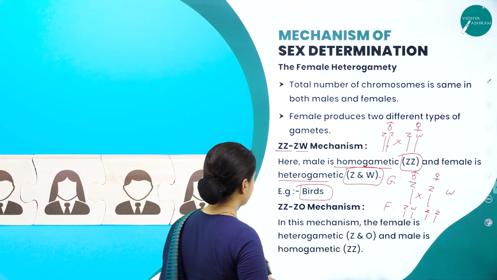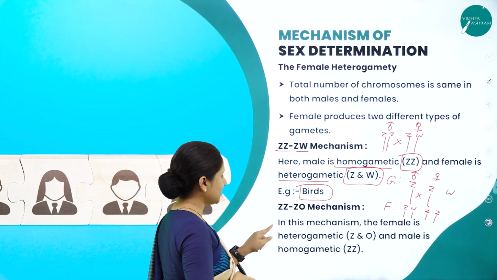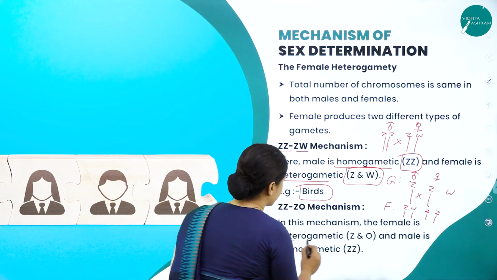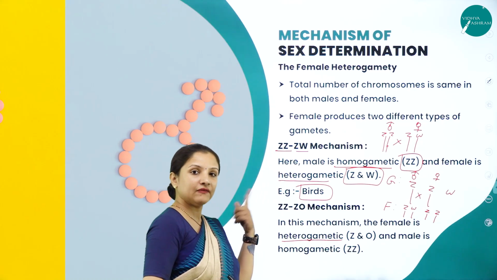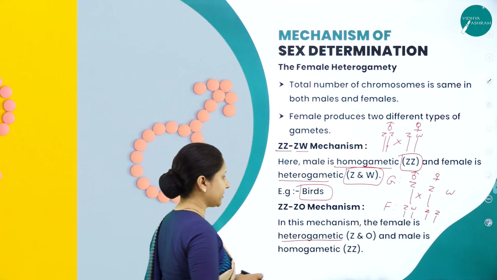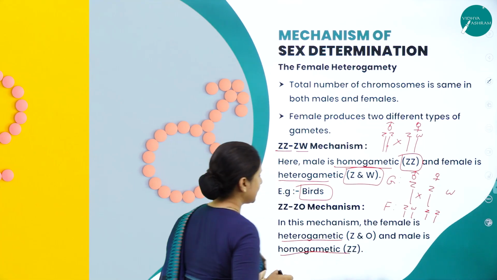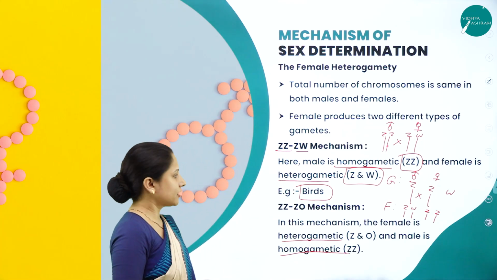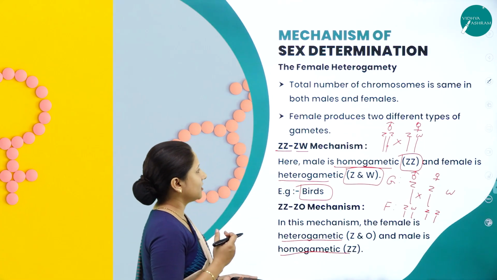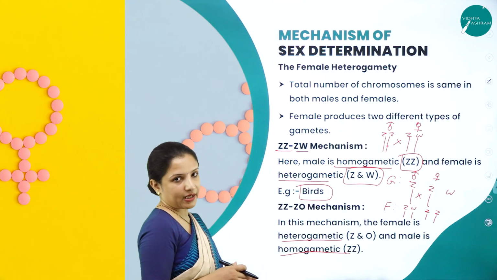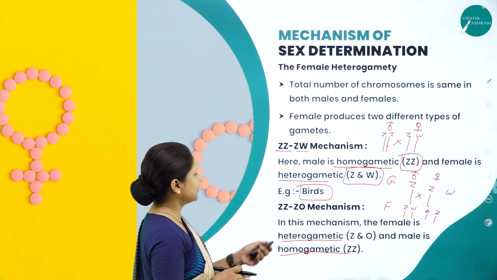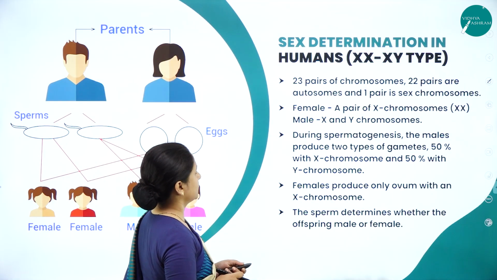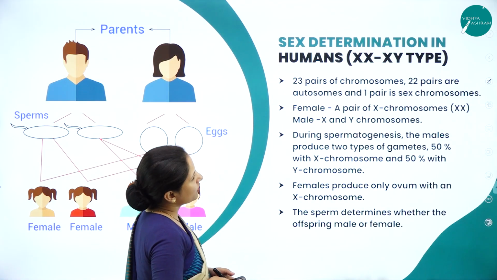Now, here there is one more mechanism, that is the ZZ-ZO mechanism. In this mechanism, the female is again heterogametic, wherein they will not have a Z chromosome. It is called heterogametic, and male is homogametic, that is ZZ. So, it is the same. Here also, there is the ZW mechanism and the ZO mechanism. ZW in the case of birds, ZO in some of the other organisms.